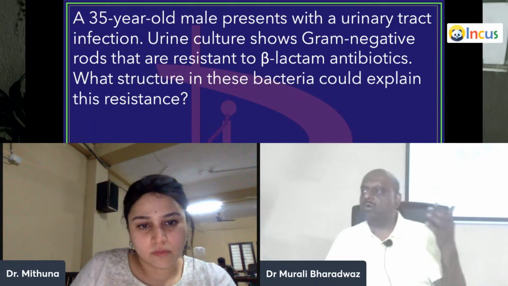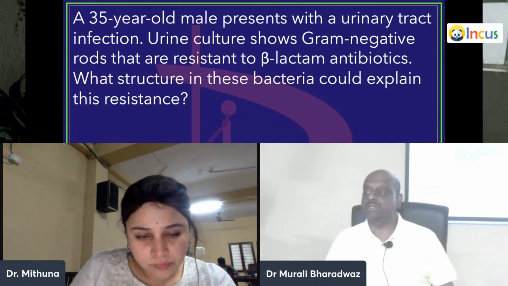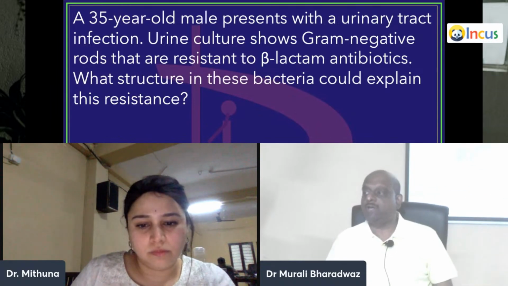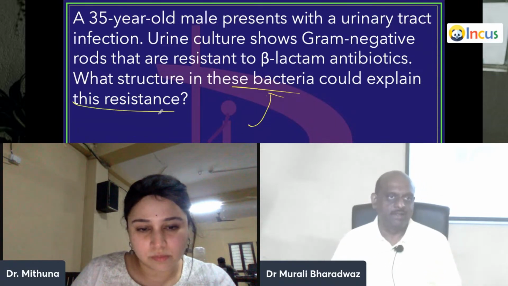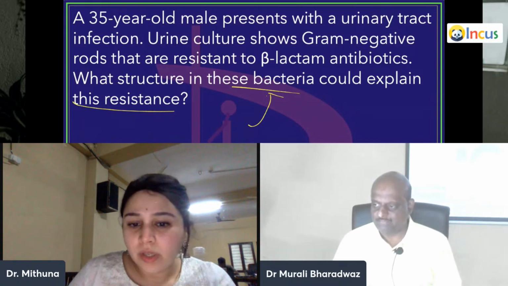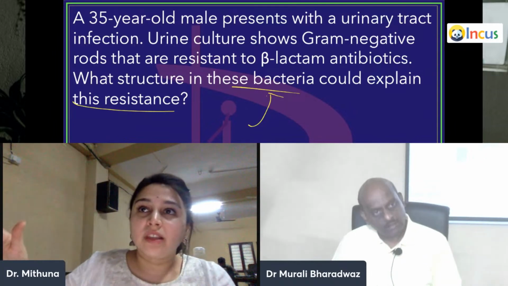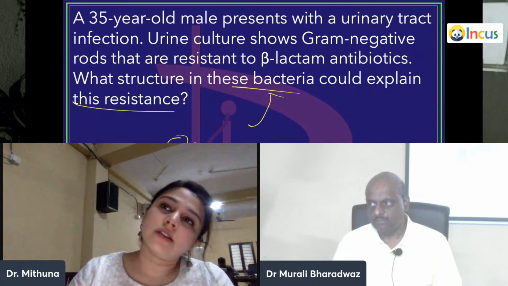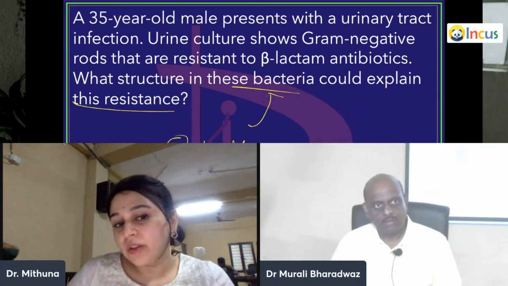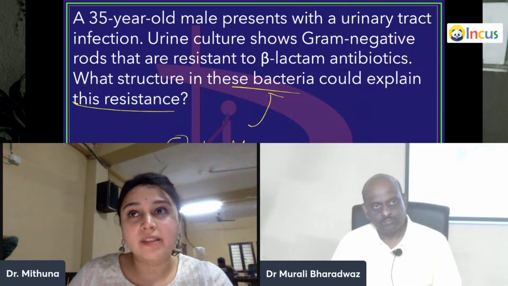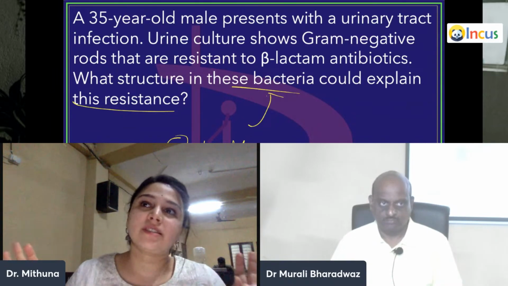Now, a 35-year-old male presents with a UTI, urine culture is showing gram-negative rods, they are resistant to beta-lactam antibiotics, then which structure in this bacteria could explain this resistance that has developed? So this outer membrane, which is the outermost layer of the gram-negative bacteria, is what is preventing the drug, allowing the cell to stay alive. And also, if they're producing beta lactamases, that enzyme can go and cleave the beta lactam antibiotic. So that's what we can say. It's a gram-negative bacteria.